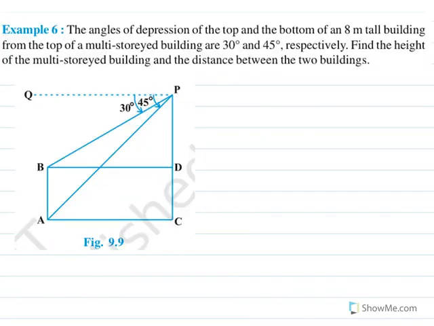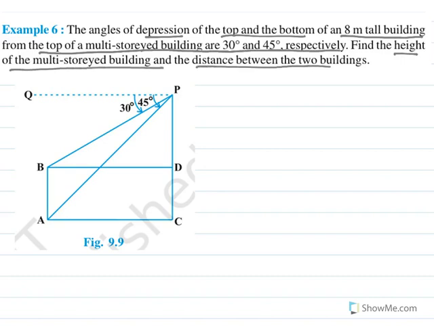The angles of depression of the top and the bottom of an 8-meter tall building from the top of a multi-story building are 30 and 45 respectively. Find the height of the multi-story building and the distance between the two buildings.